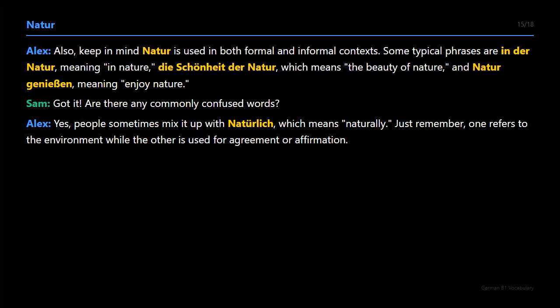Are there any commonly confused words? Yes, people sometimes mix it up with Natürlich, which means naturally. Just remember, one refers to the environment while the other is used for agreement or affirmation.